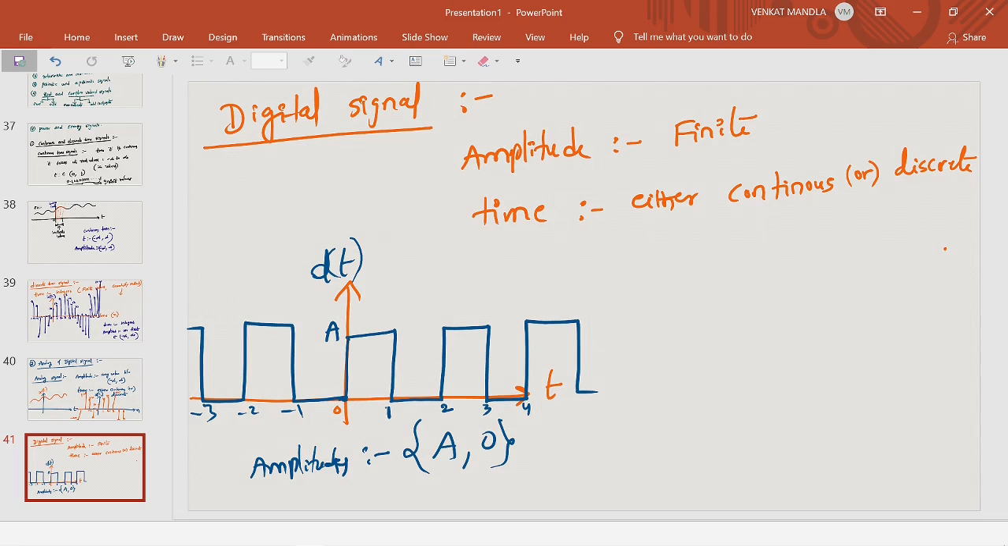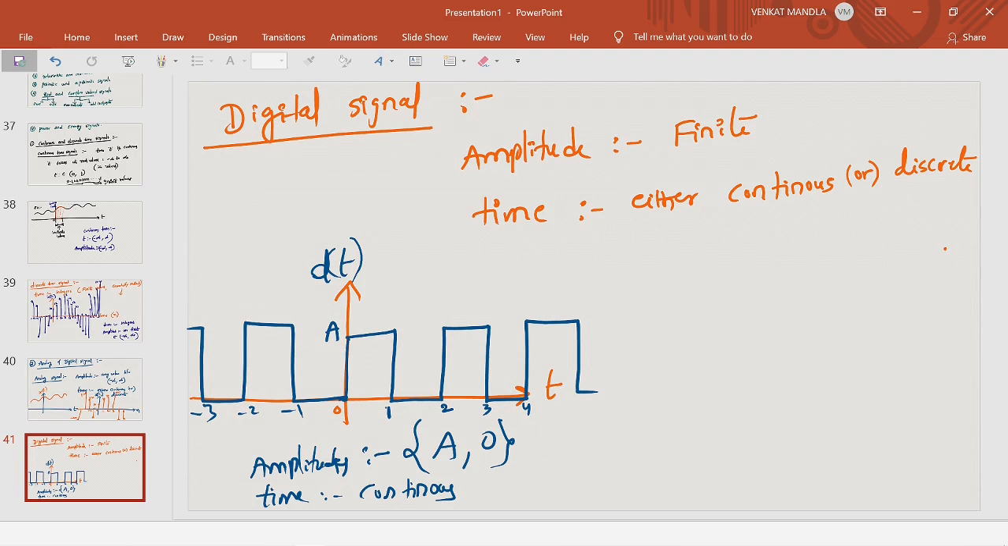So only 2 values are possible, or it may take 3 values. So let us say plus a, minus a and 0, amplitudes. Plus a, minus a and 0 are 3 values, or a, 2a, 3a and 4a and so on. So this should be a finite set of amplitudes. This is called a digital signal, but the time is continuous here. Time is continuous.